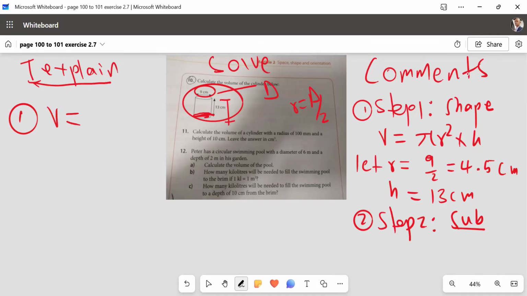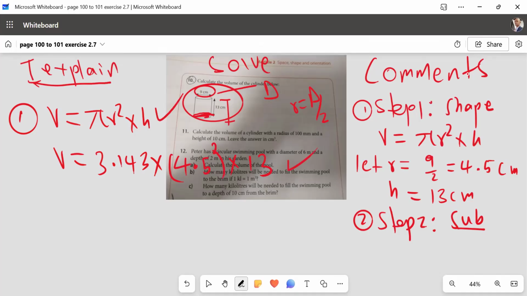We write down the formula to calculate the volume of a cylinder, which is pi r squared multiplied by height. It equals the pi, which is 3.143, multiplied by the r, which is 4.5 all squared, multiplied by the height, which is given by 13. Then this is what I meant by correct substitution, correct formula.